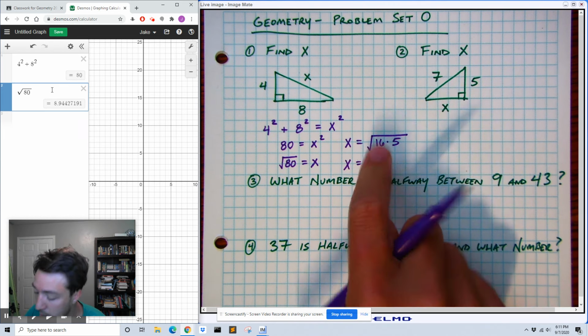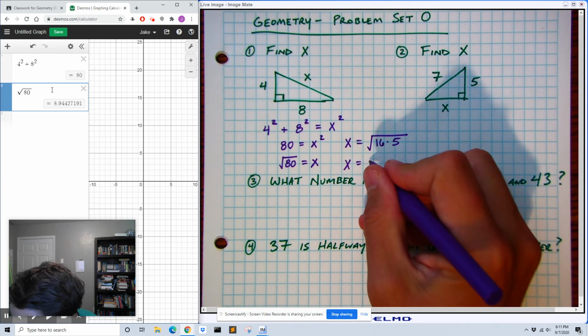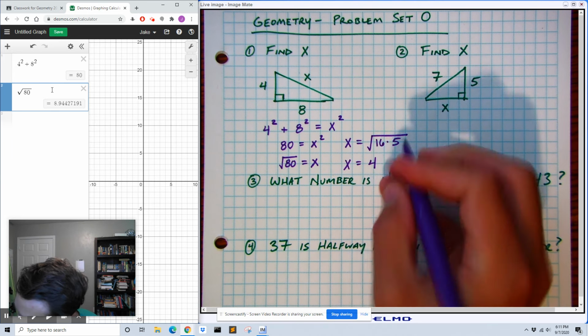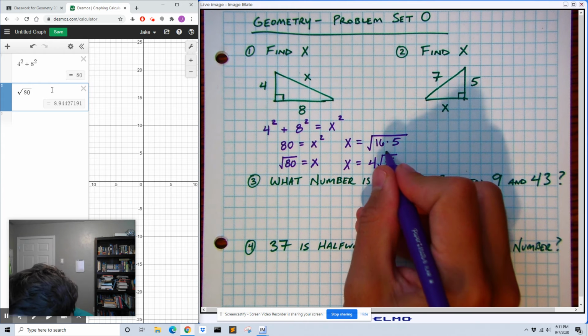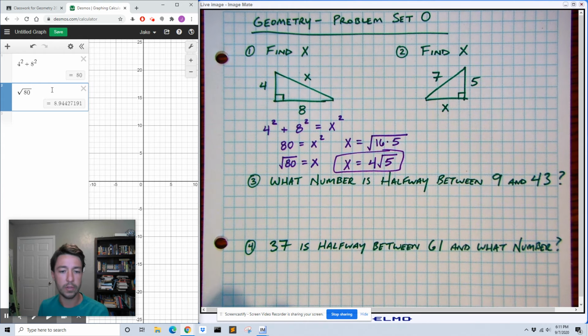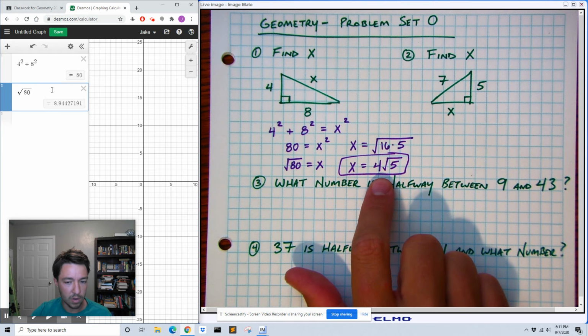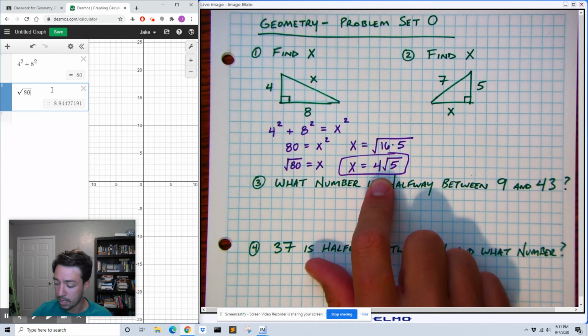And now, what's the square root of 16? Well, it's 4. And what's the square root of 5? The square root of 5 is called root 5. And so this is what they call the exact solution. If that confused you, don't worry too much about it. We're going to practice it.